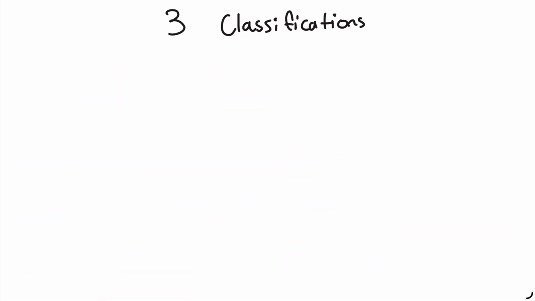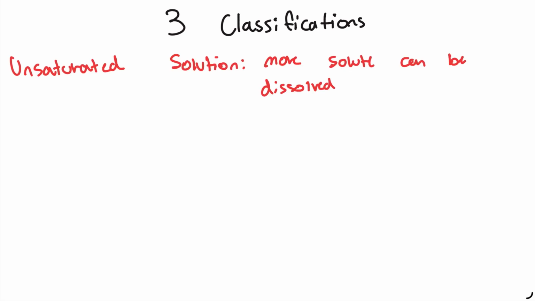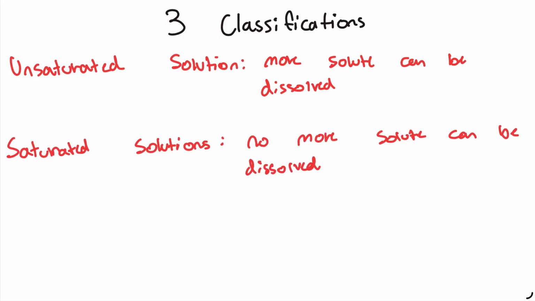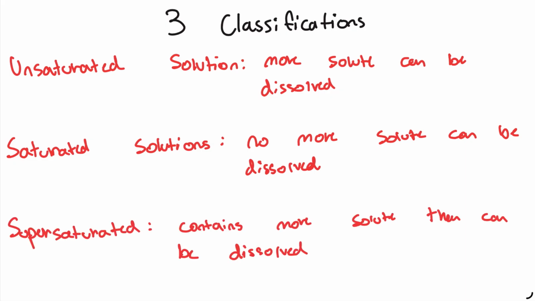Now that we know exactly why solutions form, there are 3 different types we should be familiar with. Unsaturated solutions are ones in which more solute can be dissolved. Saturated solutions already contain the maximum amount of solute. We cannot dissolve any more solute in a saturated solution. And supersaturated solutions contain more solute than normally possible. Additional solute would not get dissolved, it would just precipitate out of the solution. So those are the 3 classifications for a solution. Just be aware of that terminology.